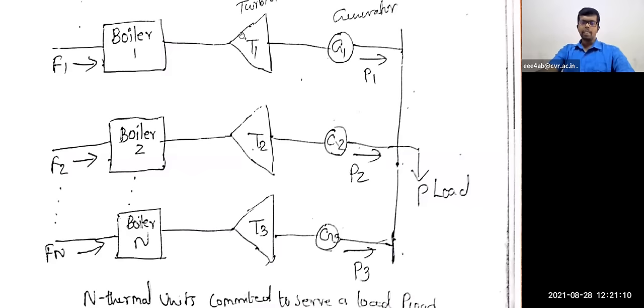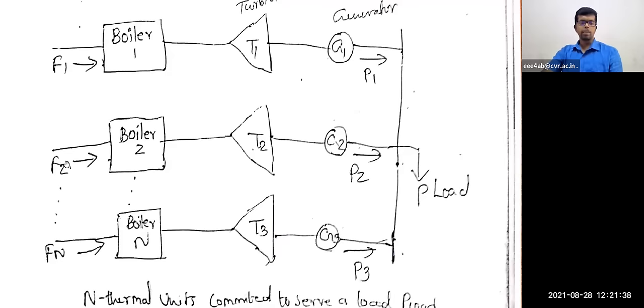The turbine connected with the first generating unit is T1, and the generator of the first generating unit is G1. From G1, how much power is being generated? P1. P1 might be, for example, 1000 megawatt, P2 might be 500 megawatt, P3 might be some 2000 megawatt. Like that, it may vary.